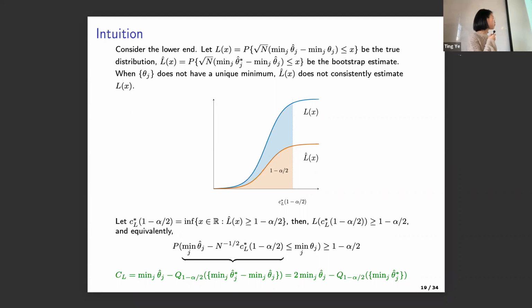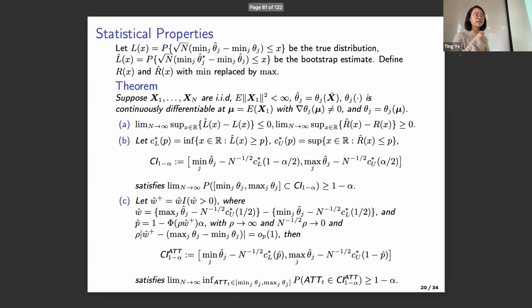Then we basically reformulate this a little bit because the minimum of theta j hat is fixed for each bootstrap iteration. Then this gives us 2 minimum theta j hat minus these quantiles. All right, so then we have a formal statistical statement for the bootstrap inference procedure.